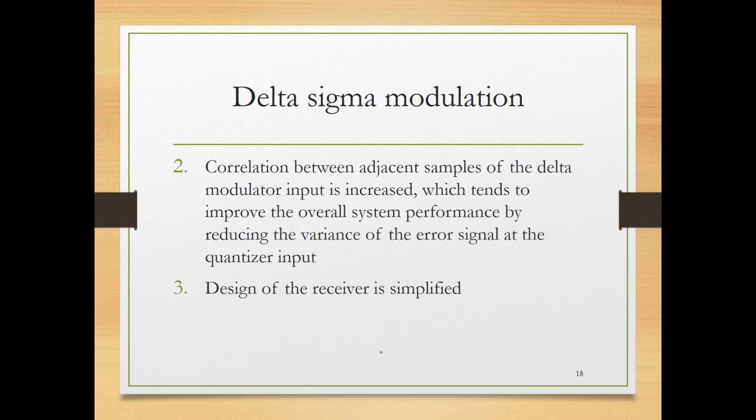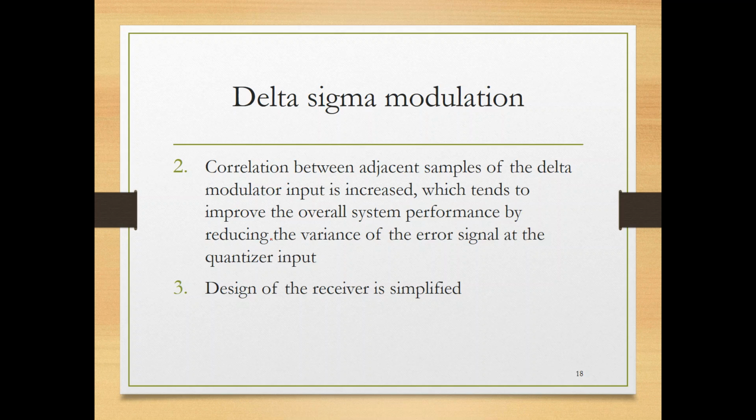So up until now we have 3 problems with delta modulation, and we know how to solve all of them, and we know the logic behind that. Is that true? We know how to solve them. Delta sigma modulation increases the correlation between adjacent samples of the delta modulator input. This is theoretically, which tends to improve the overall system performance. This is what's written in the book, but why? Mathematically, tell me in the language that I understand why this happens.